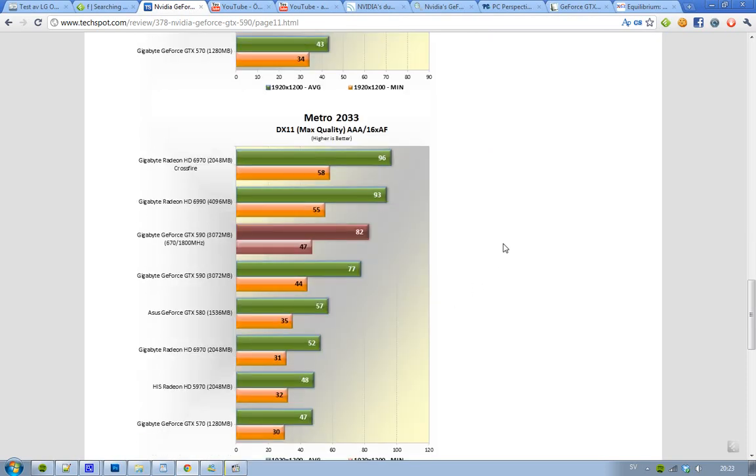We had the game Metro 2033, and here we could see you get like five more FPS, and 3 more FPS at the lowest point, and it's not on the top. Even the 6990 is beating this card here.